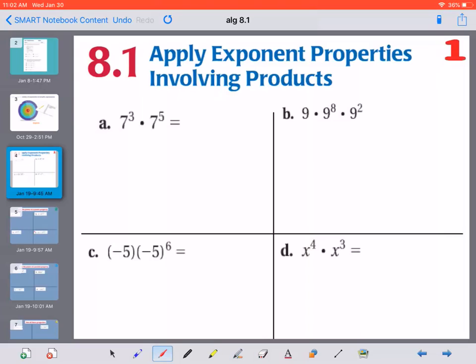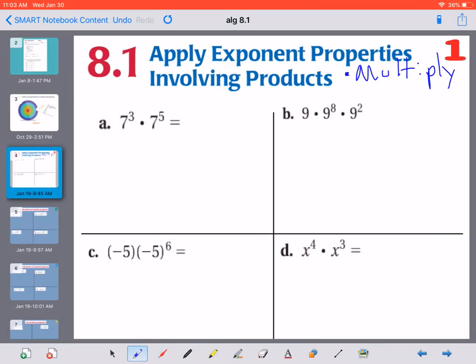Morning, everyone. Today we are studying Chapter 8. Now, Chapter 8 is applying exponent properties involving products. Now, if you remember, products mean multiply. So today we're going to be multiplying exponents.